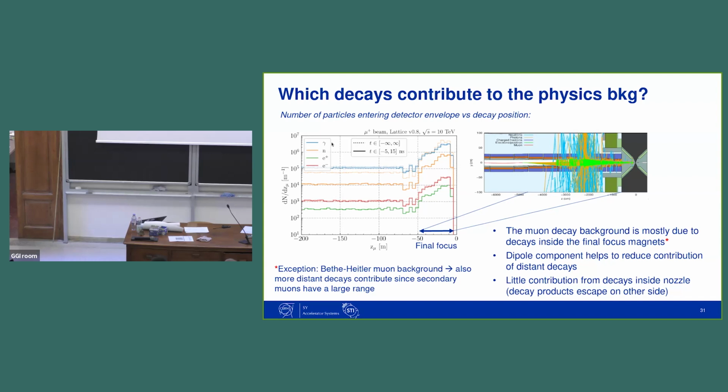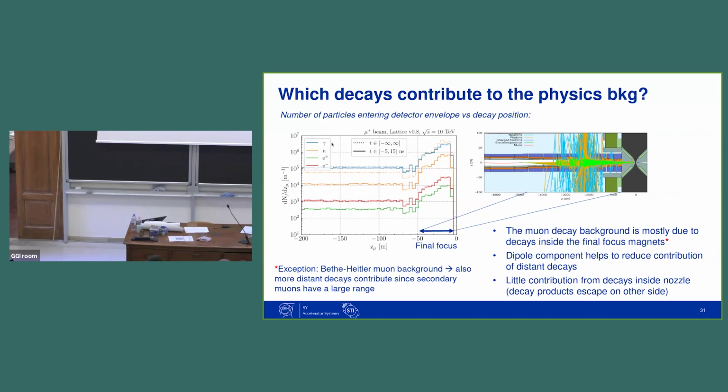That it's mostly muon decays in the final focus which contribute to our background. So when the curve is higher, it means more contribution. There's a non-negligible contribution from further away, but this we partially treat through having this dipole chicane. Again, I will let Daniele express this in a much more elaborate way.